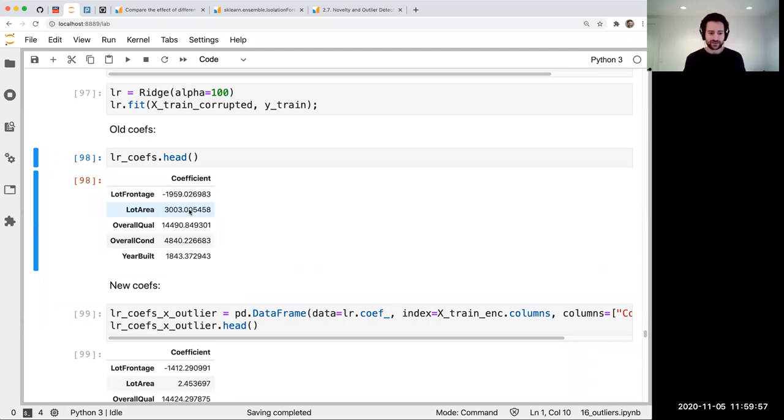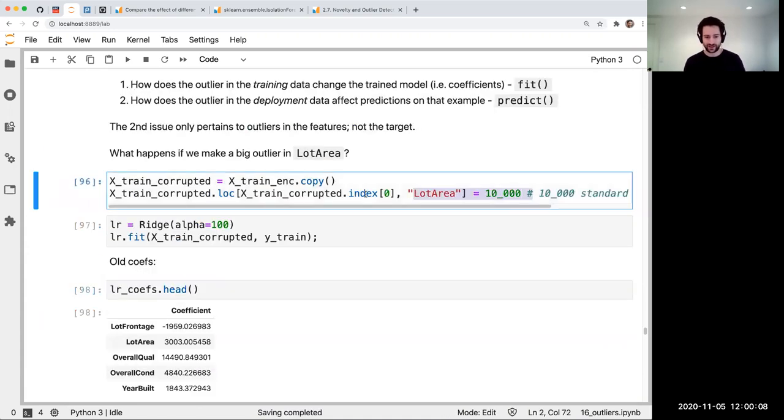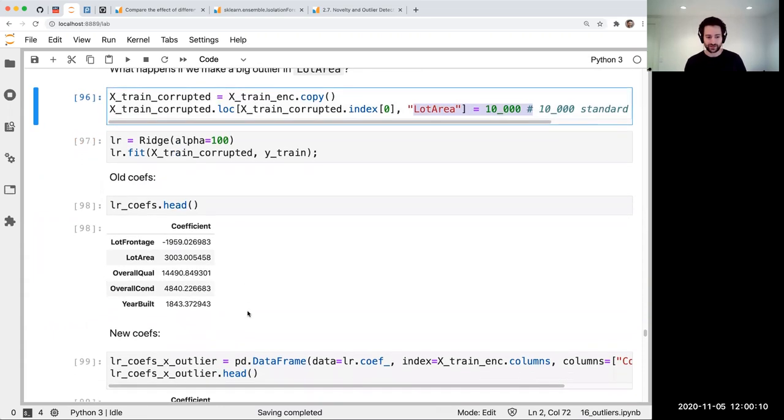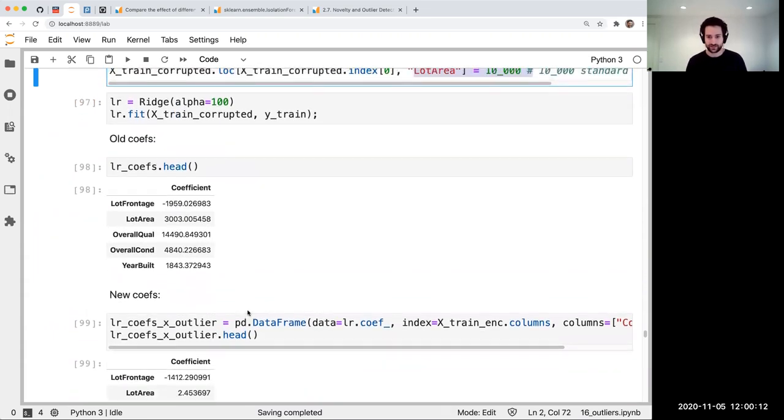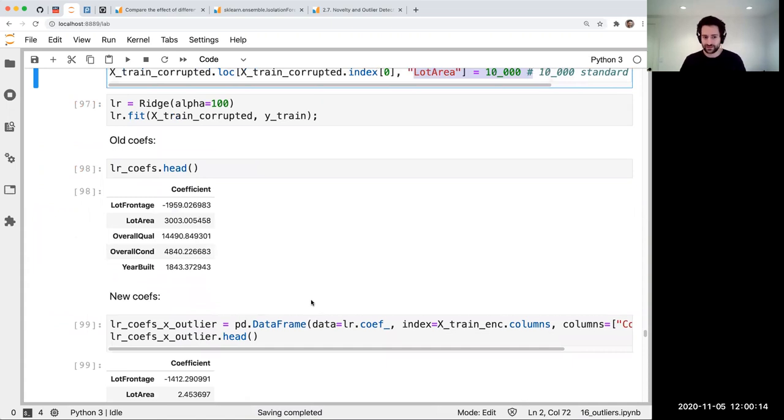Questions about this? So my take-home message here is if this happened by accident in your data set, it will actually mess up your model. Any questions?